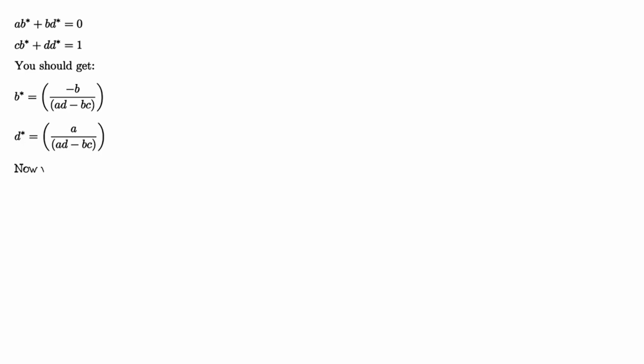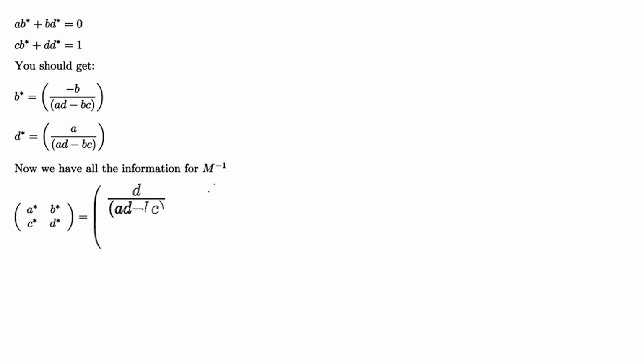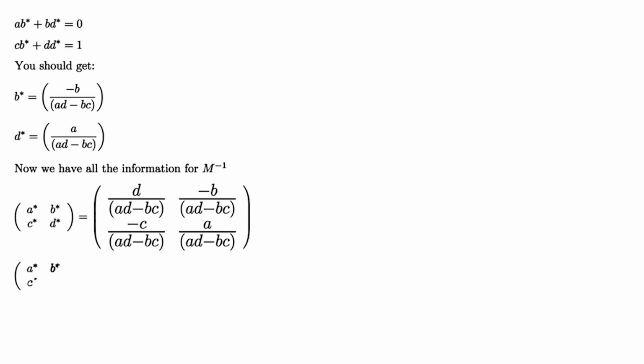Now that we found all the terms, right, we have all the information we need to write down M inverse, right? So this means that the mystery matrix we've been looking for, A star, B star, C star, D star, right, can be written as D divided by AD minus BC, minus B divided by AD minus BC, minus C divided by AD minus BC and A divided by AD minus BC, right? So if we look at this expression, we realize that the common term is AD minus BC, and so we can factor out 1 divided by AD minus BC so that we now end up with the inverse being equal to 1 over AD minus BC times D, minus B, minus C and A, right?